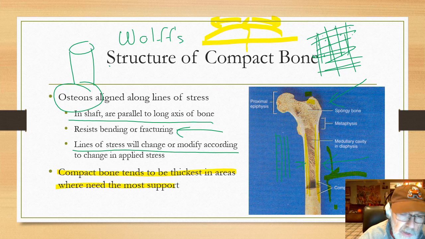And that's where we're going to break in the middle. So this area would be more subject to fracture simply because it's the area where the greatest bending stresses would be on the bone. So therefore, it has to be thickest. That's why that cortical bone is thick in this area.